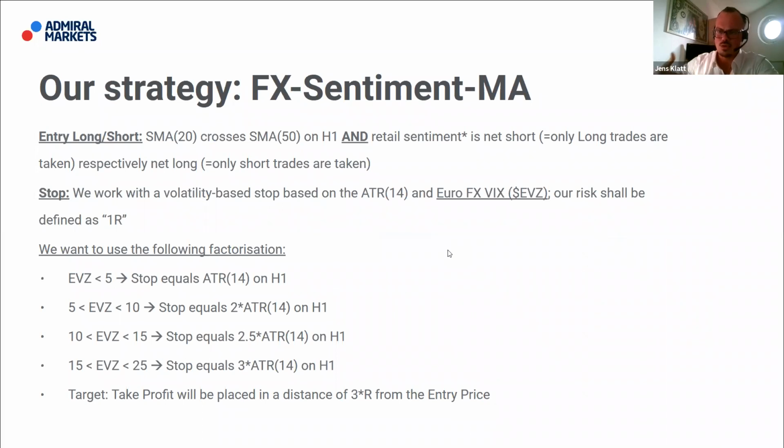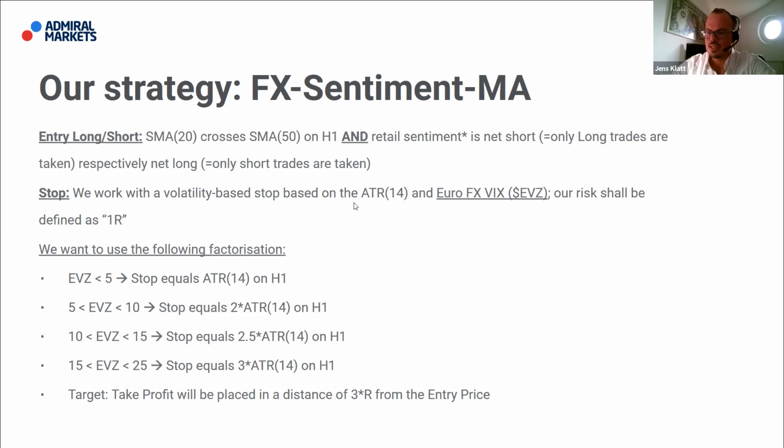You will see it's quite easy to understand, because the trading signal is generated once the simple moving average SMA 20 crosses above or below SMA 50, and you decide whether you take the trade or not based on the retail sentiment. If the SMA 20 crosses above the SMA 50, a long trade is taken, but only if the retail sentiment is net short. If it's not the case, you don't take your trade.